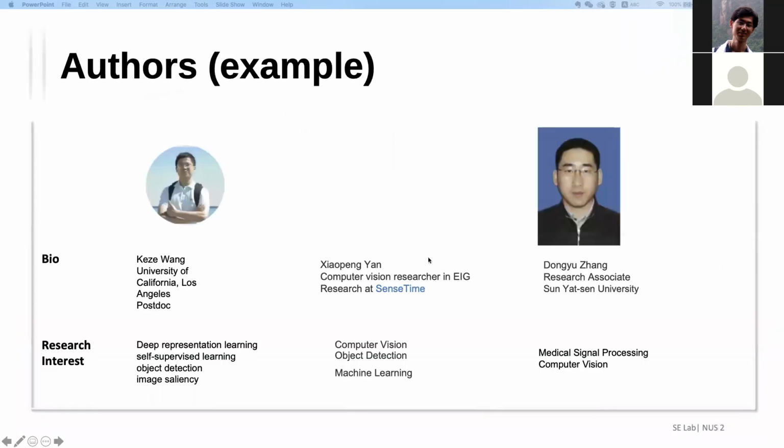Here are the first three authors. The first author is a postdoc from UCLA. The second author is now a computer vision researcher at Chen. The third author is a research associate from Sun Yat-sen University. Their backgrounds are all in computer vision.